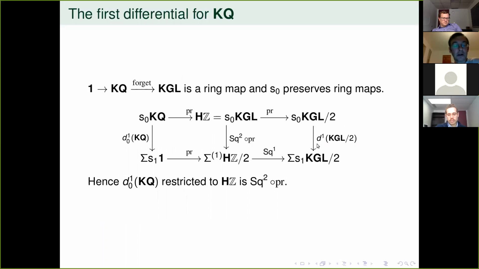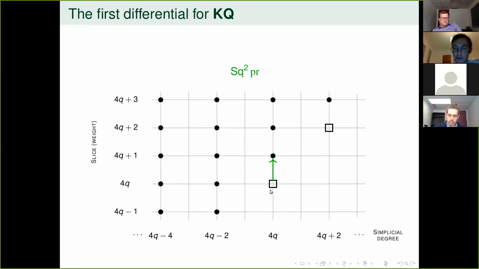And using the knowledge of this differential here, we have the first foothold for the differential on Hermitian K-theory. If we restrict it to the integral summand, it has to be passing to mod 2 coefficients and then Sq^2. So in the picture, this gives us this little green arrow here, which is sort of a visualization of the differential.